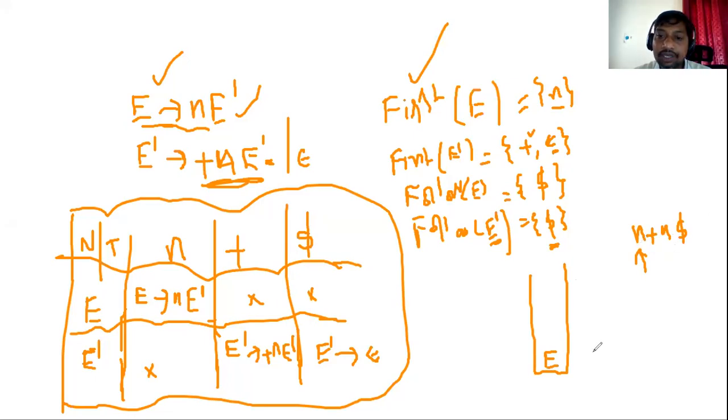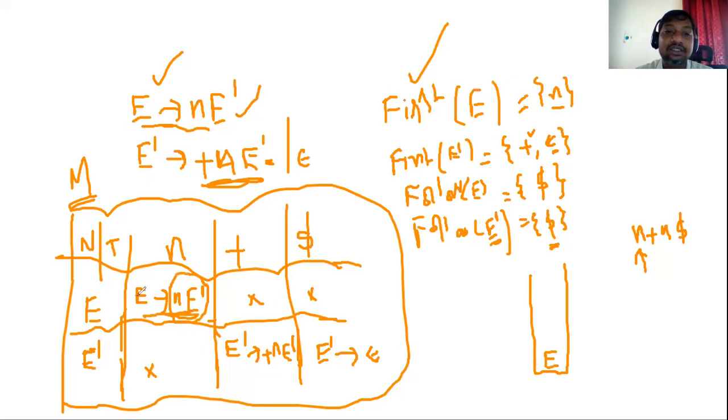Now E with n, that means E on top of the stack, and n is the current input symbol. Now the parser will look into the parsing table. This is the table M. There is an entry for E comma n. What is that entry? A production rule is there. Now you have to take the right hand side of that production rule and insert that in reverse order. On the right hand side we have n E'. You have to insert that n E' in reverse order.